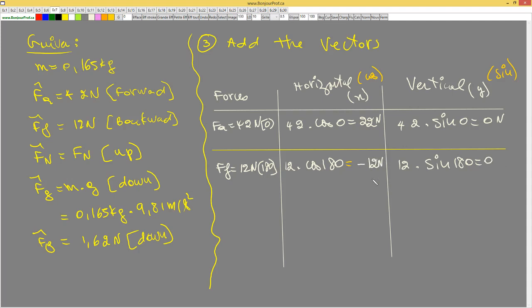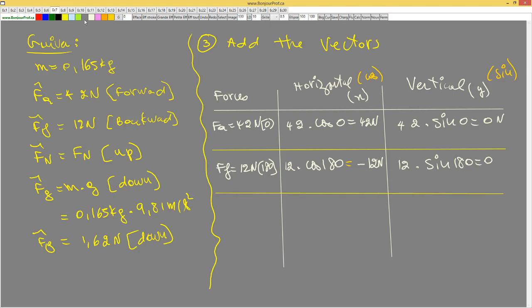So this one is 42, right? 42, yeah. This one is 42 newtons. And the other one will be 0 newtons. Okay. Good. So the force of friction is done.